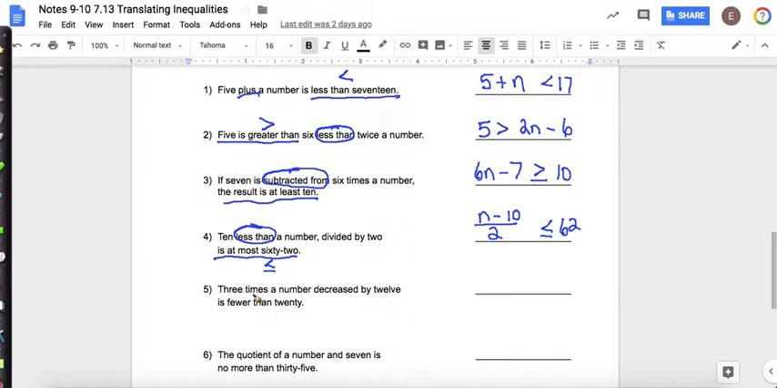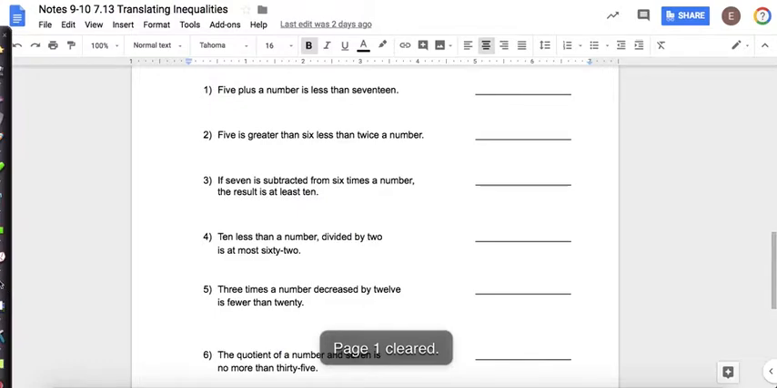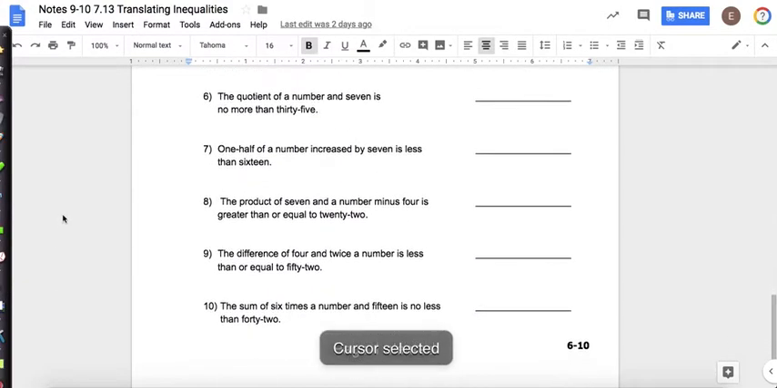Okay, number 5. 3 times a number decreased by 12 is fewer than 20. There's my inequality word. And fewer than means less than. So I'm going to come over here and write less than 20. Now 3 times a number decreased by 12. So 3 times a number, decrease means subtract, 12. Okay, we're halfway through. Let's move on to number 6.